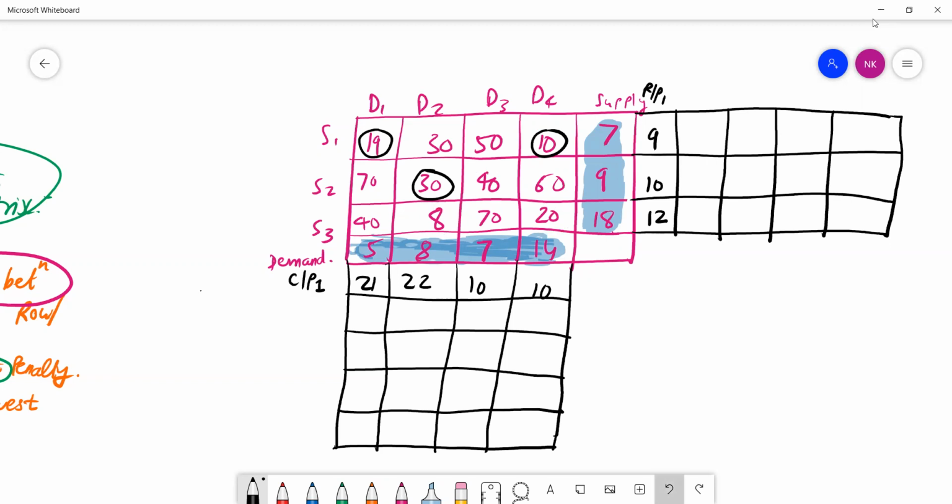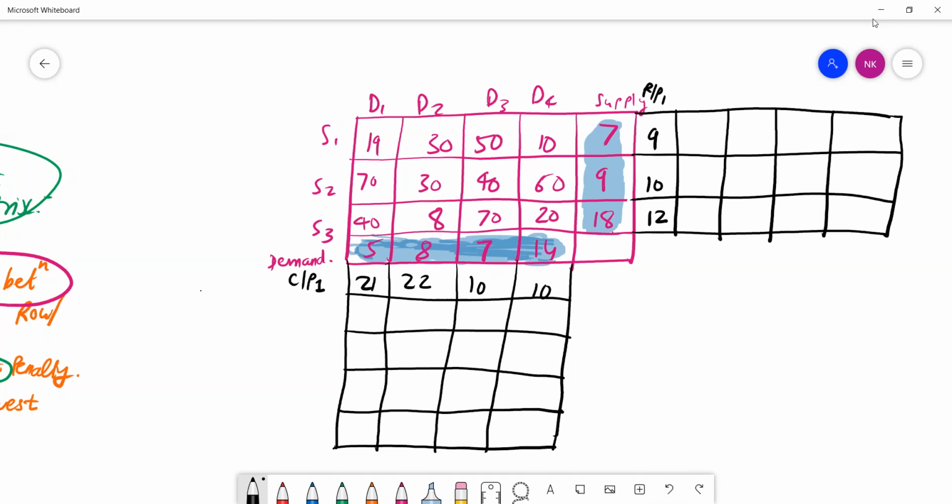Same thing will be going forward for the column. So in the column, which are the two values which are lowest? This 2, 1. So the column penalty 1 will be 21. Next will be 30 and 8. So you can take any of the 30s. It's completely fine. So it's 22. 40 and 50, it's 10. And 10 and 20, it's 10. So we have found out the row and column penalties for the first iteration.